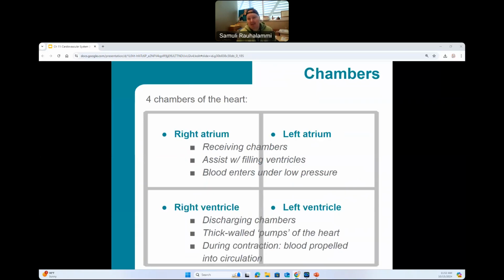So like I kind of led us into thinking, we do have right and left side of the heart, and each one is composed of 2 chambers. And the chambers on top are known as our atria. So we're going to have right atria and left atria. And these are chambers that receive the blood coming into the heart. And this blood entering in will come with low pressure. From there, this blood moves to the ventricles.